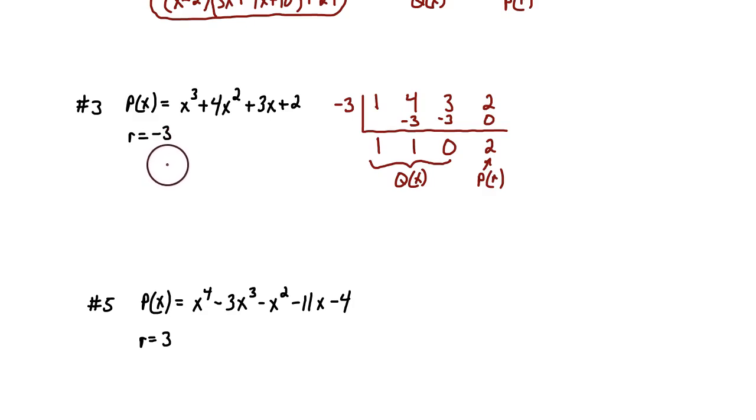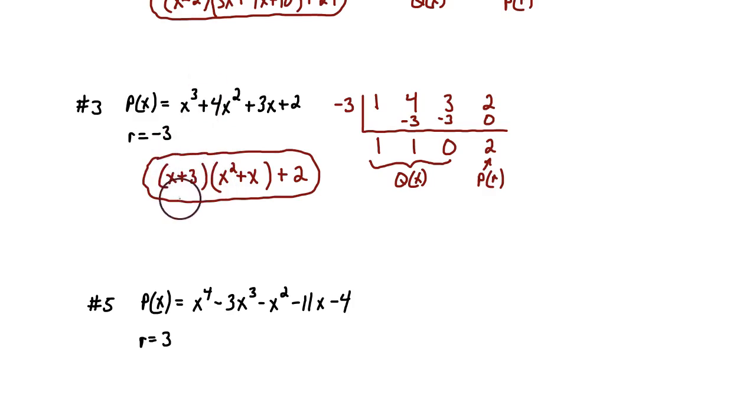So our answer is going to be x plus 3 times, now Q of X, 1x squared plus 1x plus 0. I'm not going to write the plus 0. Plus the remainder of 2. This part right here is the x minus r. It's just our r is a negative number. So it's x subtract -3. That's why I wrote it in as a plus sign. This right here is 1x squared plus 1x plus 0. The 1, 1, and 0 come from these three numbers in the synthetic substitution.